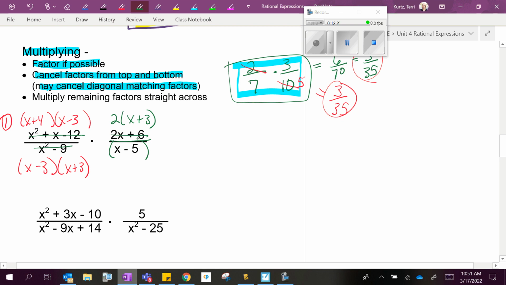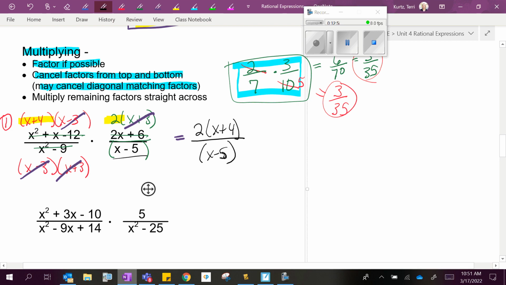And now I can cancel anything in the numerators of either one with anything in the denominators of either one. So in this case, my x minus 3's can cancel. My x plus 3's can cancel. And now I just look at the whole numerator and denominator and see what I have left. I have a 2 and an x plus 4 on top, and in the denominator I have x minus 5. And that's my answer. My restriction is, again, I want to restrict anything that would make the denominator 0. So we would say x cannot equal 5.